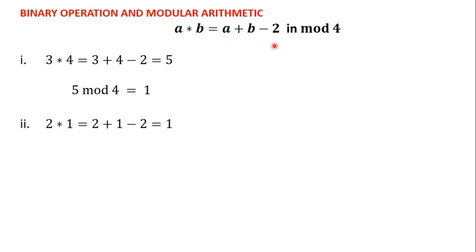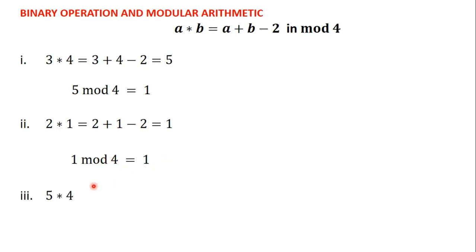The definition of the binary operation was given to us in mod 4. So if 2 star 1 is 1, we will have to find 1 in mod 4. 1 in mod 4, which is written as 1 mod 4, is equal to 1. So using the definition, we have been able to find 2 star 1 in mod 4. 2 star 1 is 1 and 1 mod 4 is 1.